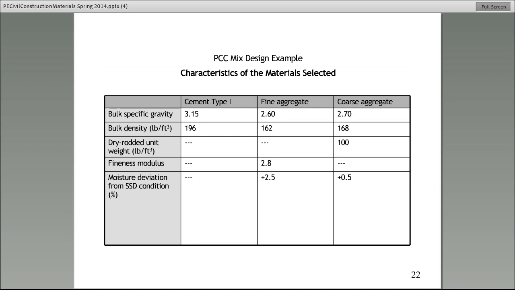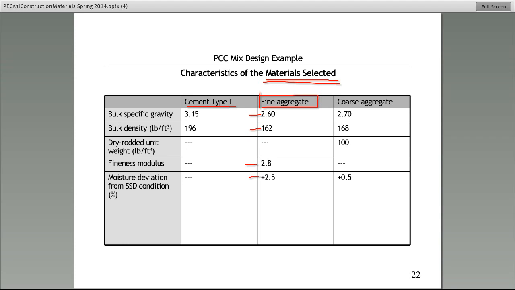Okay. Before you start the process of design, you need to know certain characteristics about the materials that you will be using. In this particular case, we're going to use type 1 cement. And the fine aggregate, the sand that we use, has these properties. The bulk specific gravity is given, bulk density is given, fineness modulus is given, and very, very important, the moisture condition.